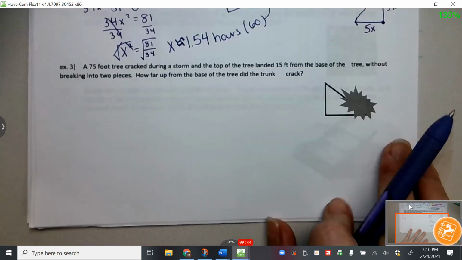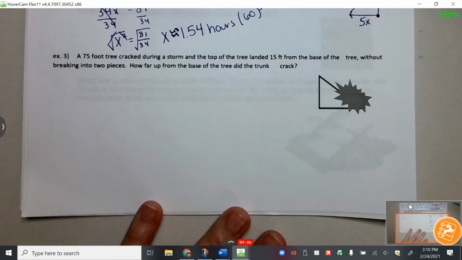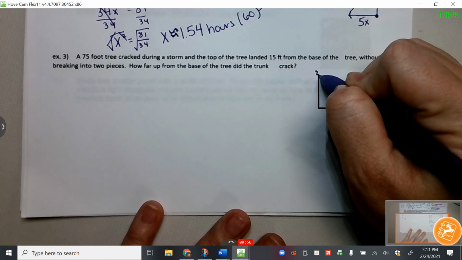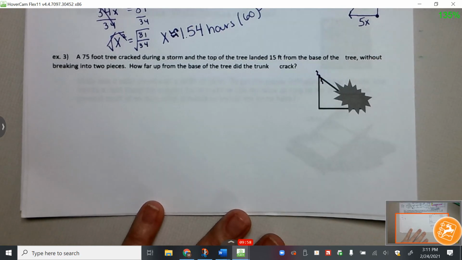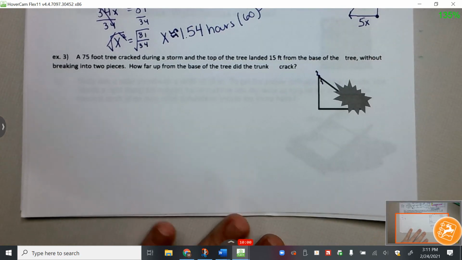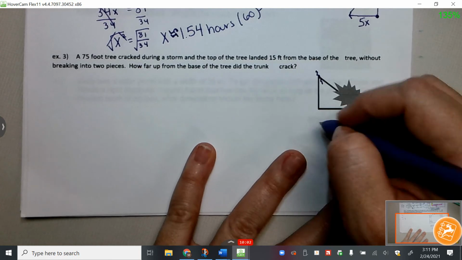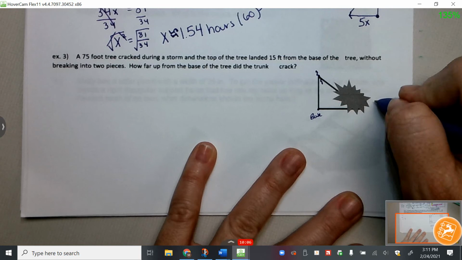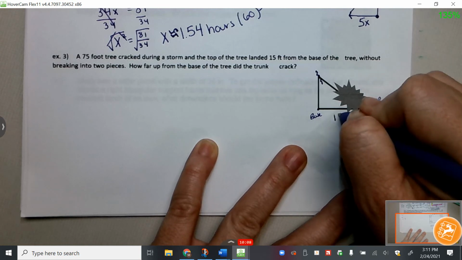Okay, look at number 3. A 75-foot tree cracked during a storm, and the top of the tree landed 15 feet from the base of the tree. So these are like the leaves, this is the crack. And it says the top of the tree landed 15 feet from the base. So this is the base. This is the top of the tree. So this is 15 feet.